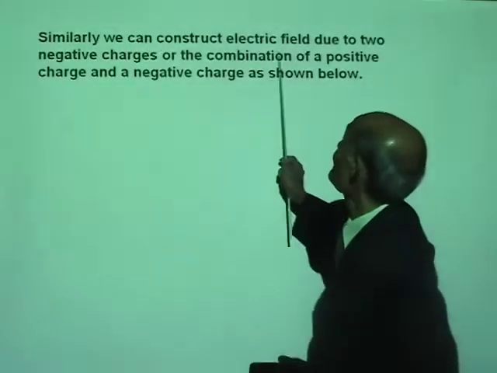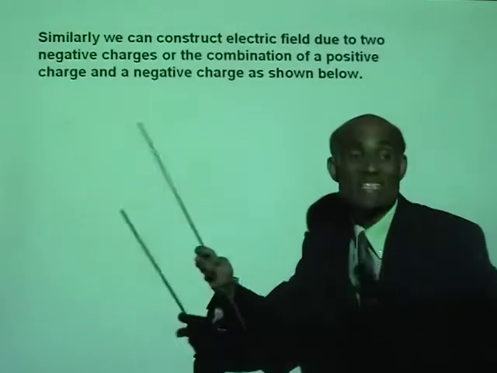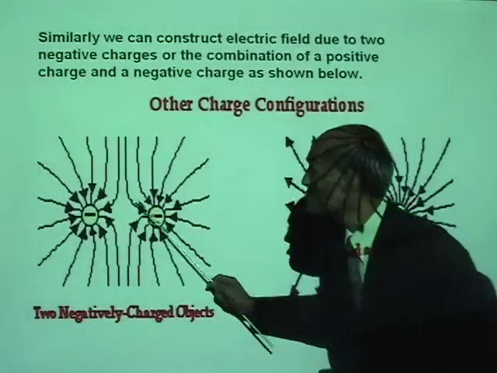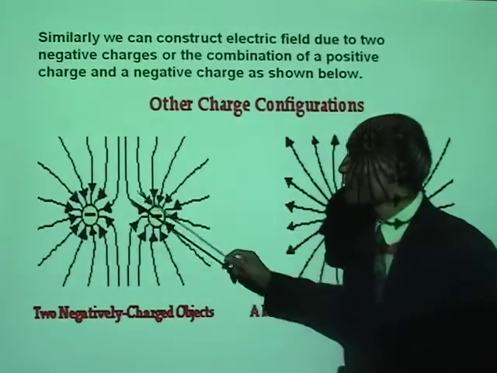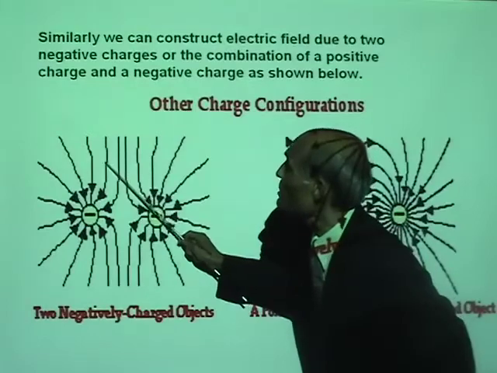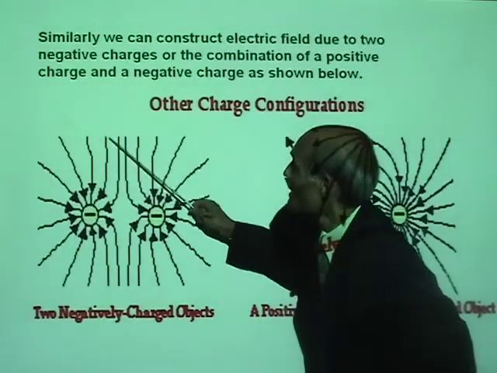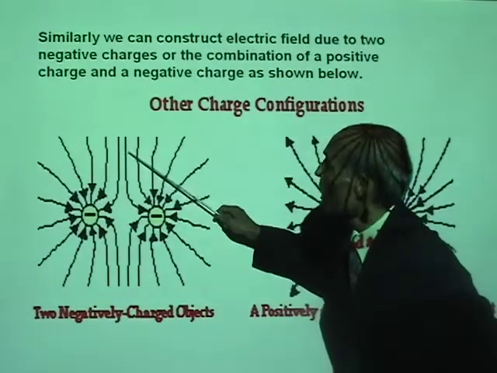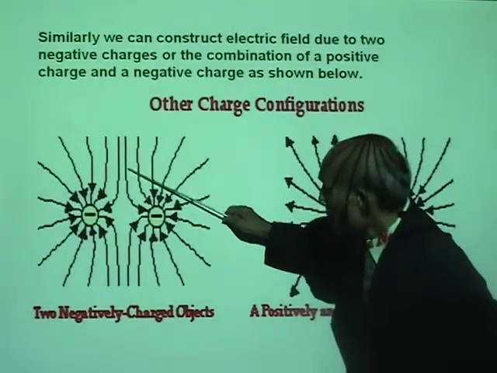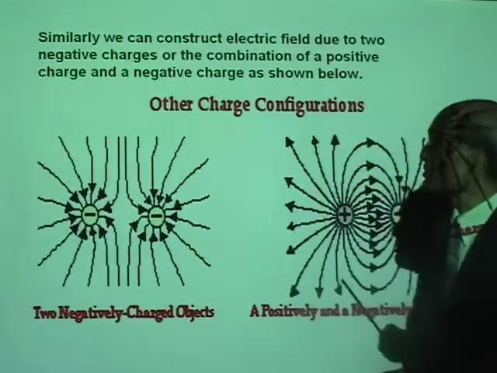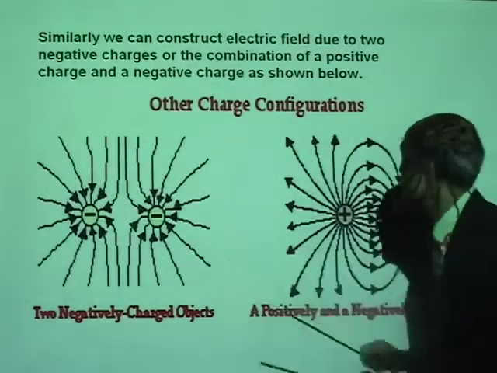Similarly, we can construct the electric field due to two negative charges. How will they look? Look at this. This is a negative charge, this is a negative charge. The field lines will look like this. If you keep a unit positive charge here, it will move over that way. If I keep a unit positive charge here, it will move like that. So there you have the electric field lines.